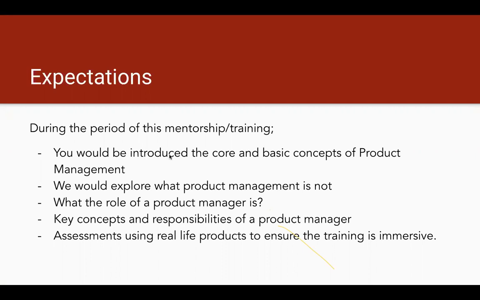During this class, these are the things that we'll do. I'm going to explain the core and basic concepts of product management. I'm also going to explain what product management is not. What's the role of a product manager, the key concepts and responsibilities of a product manager, and then we're going to have assessments using real life products to ensure that everybody understands and you gain a bit of experience. I like to tell people that want to transition into product management that it's not enough to read up. It's more important for you to apply what you're learning, which is what the immersive part is about.